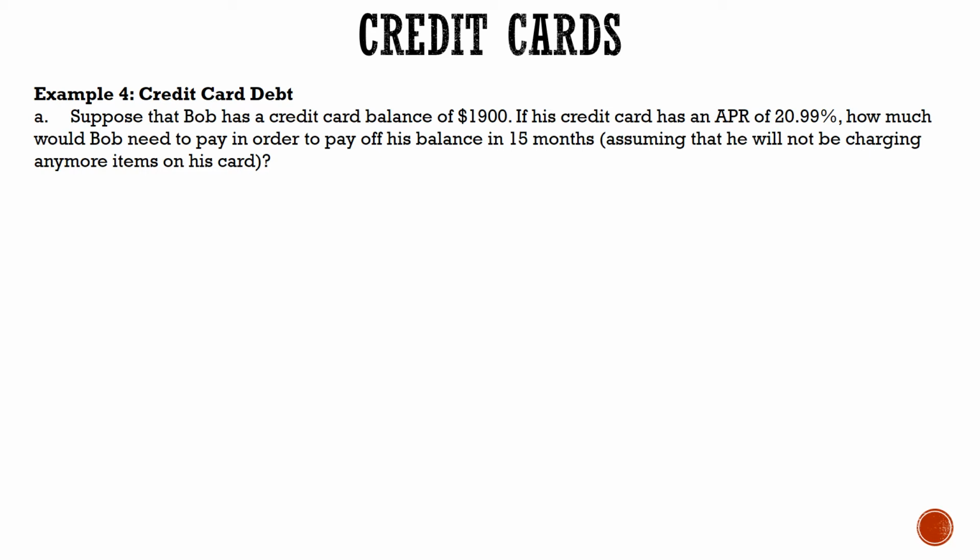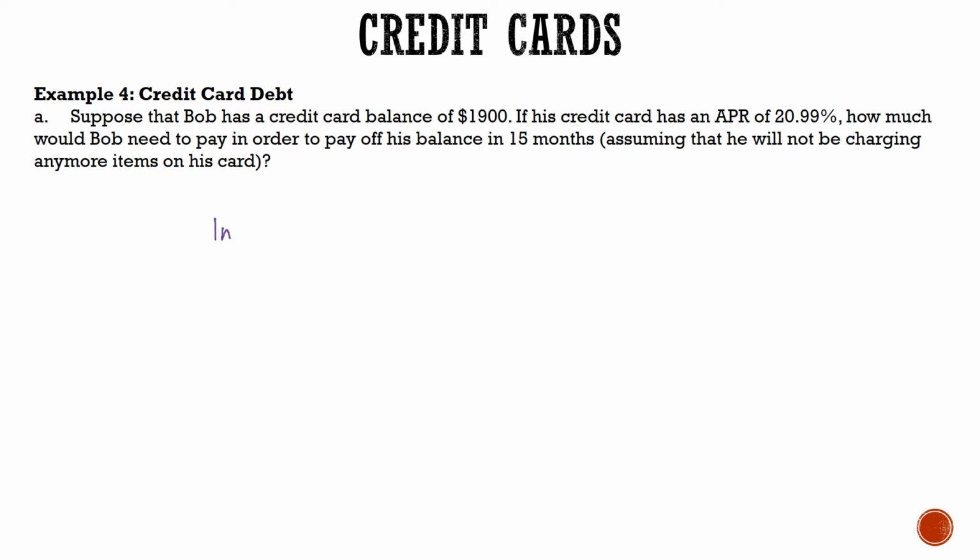So let's take a look at an example involving these credit card payments. So example 4A, suppose that Bob has a credit card balance of $1,900. If his credit card has an APR of 20.99%, how much would Bob need to pay in order to pay off his balance in 15 months, assuming he will not be charging any more items on his card? So to find out our payments, let's go ahead and use our Excel function.